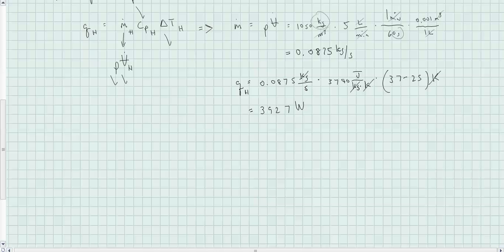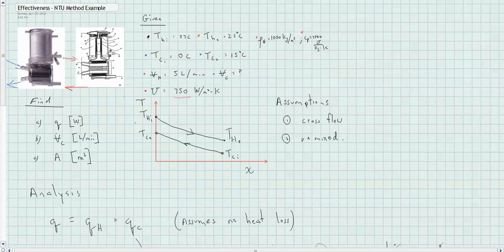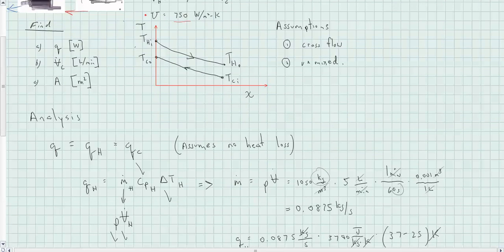We've gotten our first solution, and that's the amount of heat that is transferred away from the blood and to the coolant. If there were any heat losses around the outside of this heat exchanger, we couldn't claim this right here.